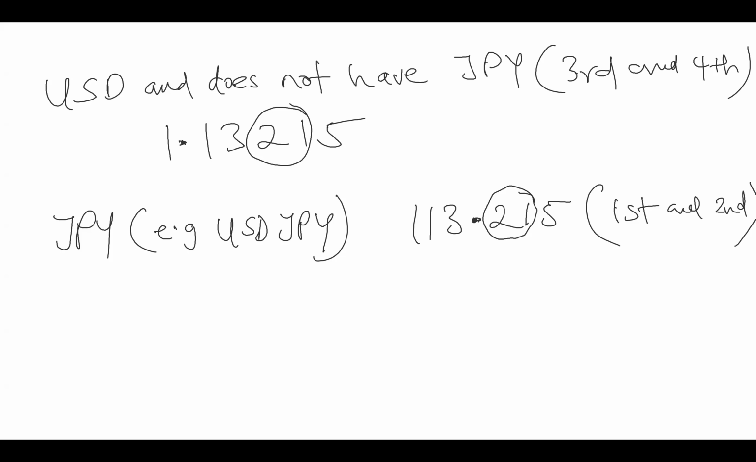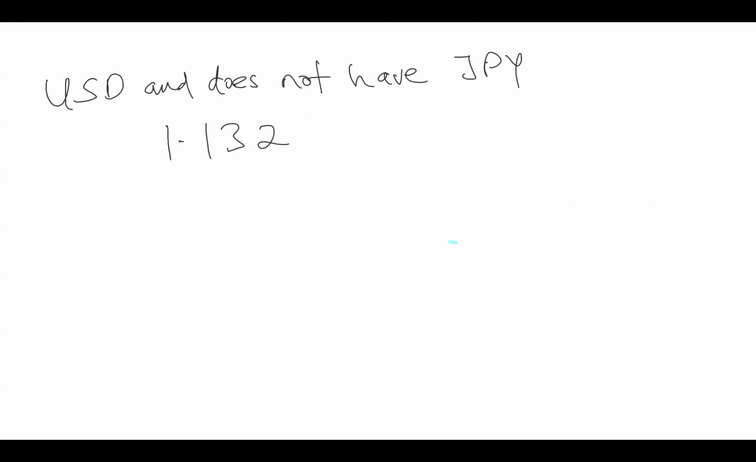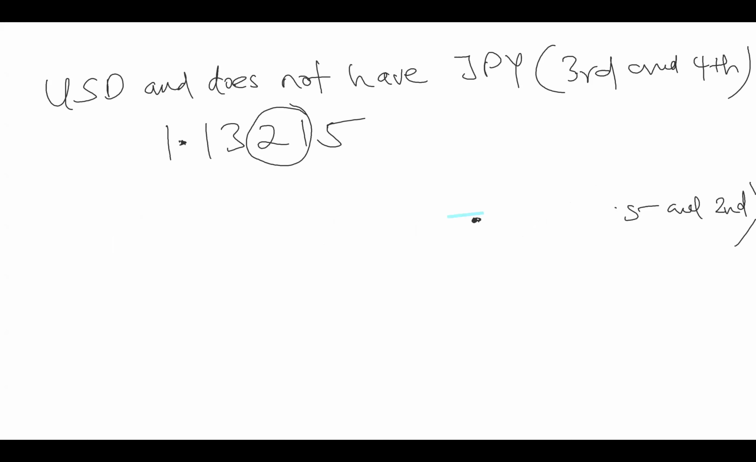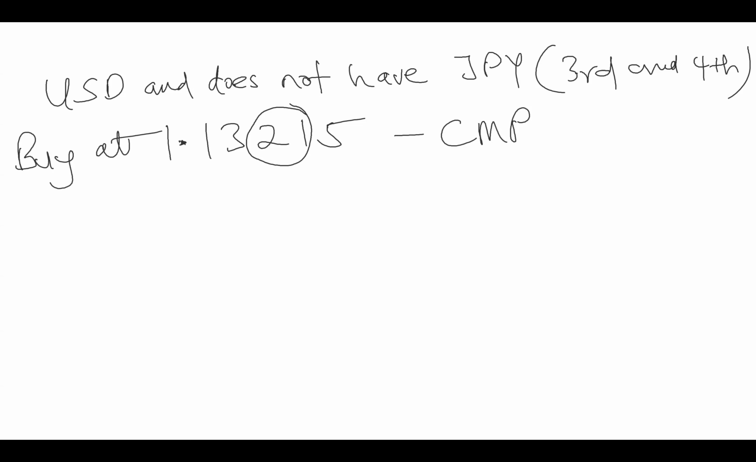So now, if I was to give an example for pairs without JPY, take notes. If this was the current market price, let's say a trade signal came in and they told you to buy at this price, 1.13215. If you're buying, the market is expected to go up. So if the market is expected to go up, what's going to happen to this current market price? It's going to increase.